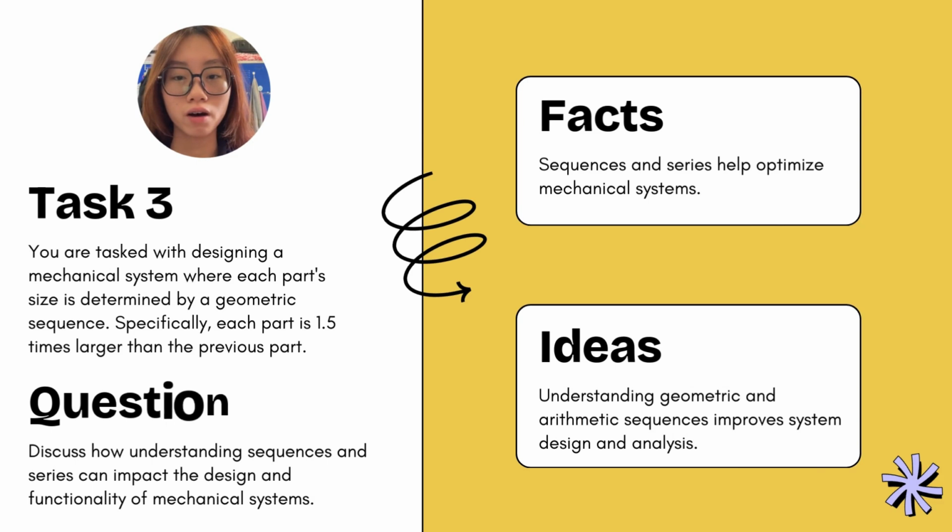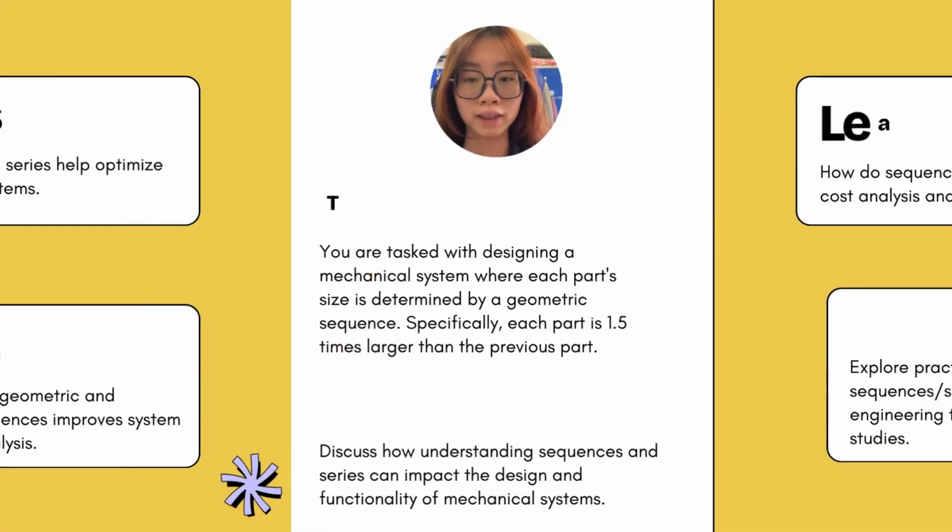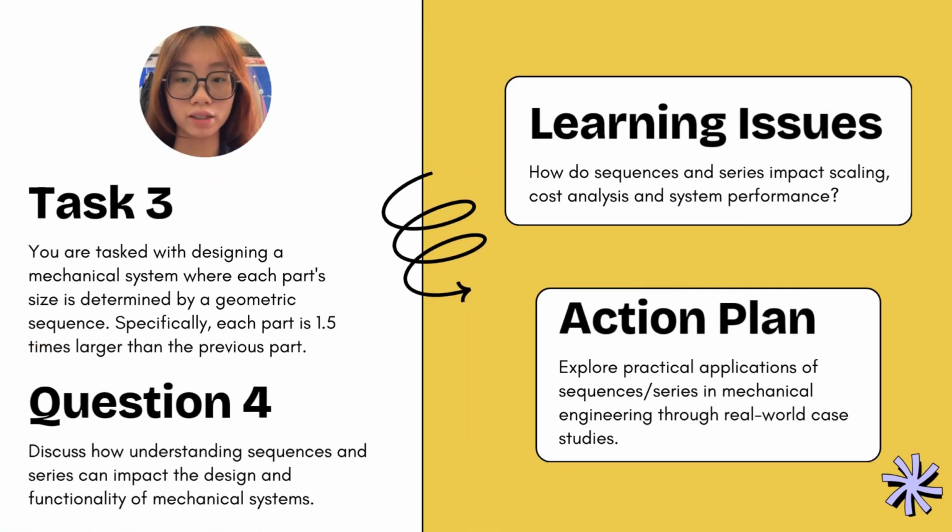Next, for question 4, discuss how understanding sequences and series can impact the design and functionality of mechanical systems. The fact highlights the importance of sequences and series in mechanical design. Whether it's scaling part sizes, analyzing motion, or planning system performance, understanding these patterns is crucial. The idea is that sequences help optimize designs, cost, and performance. The learning issue is understanding how sequences impact mechanical engineering practically.